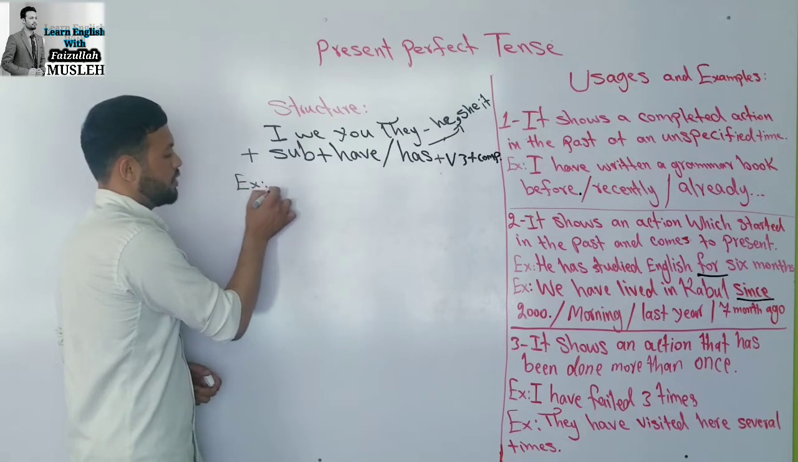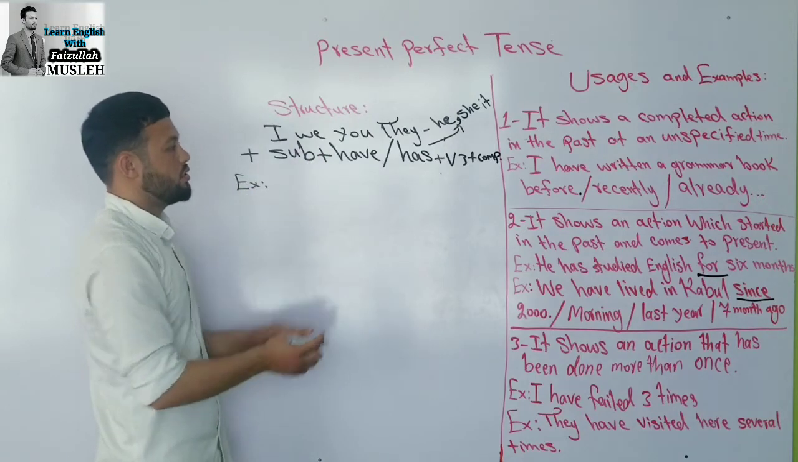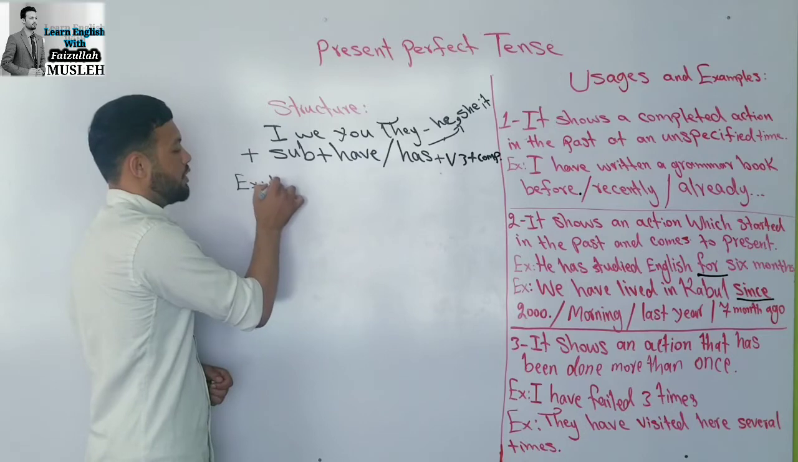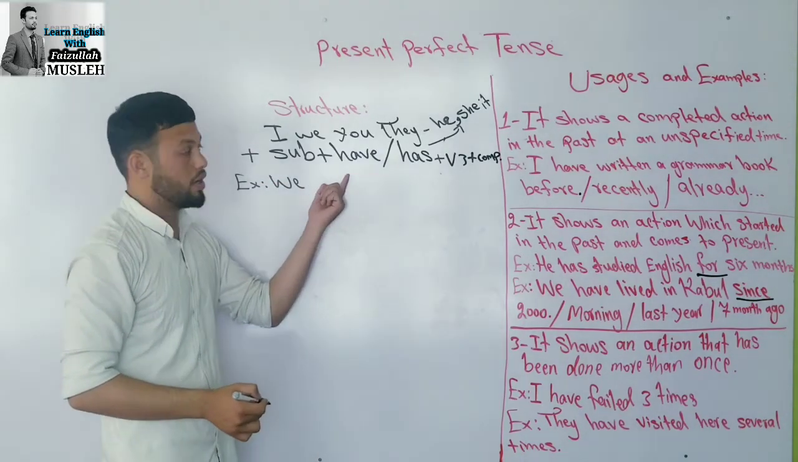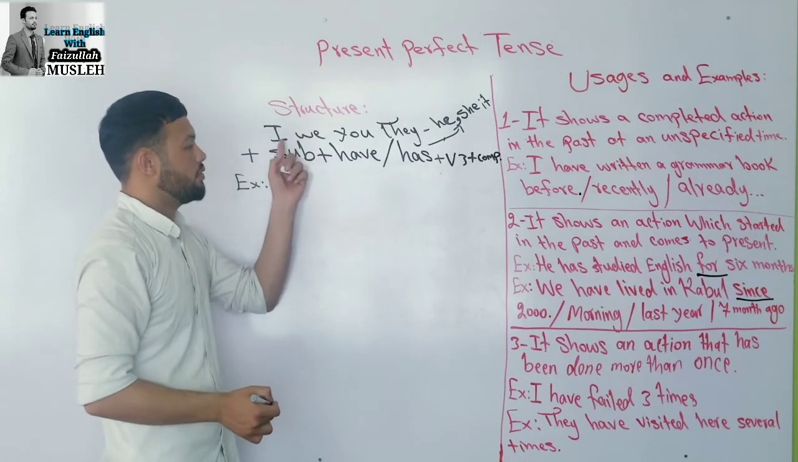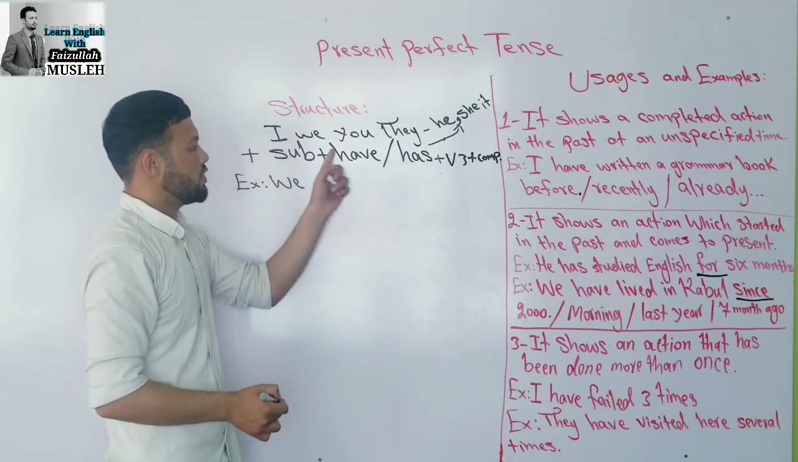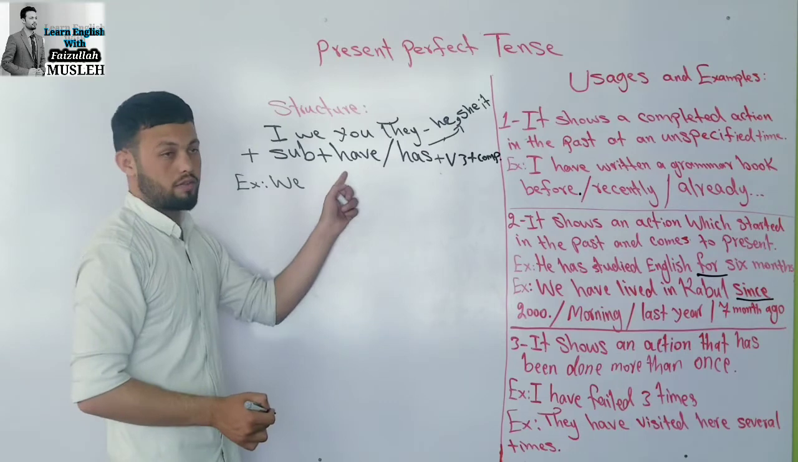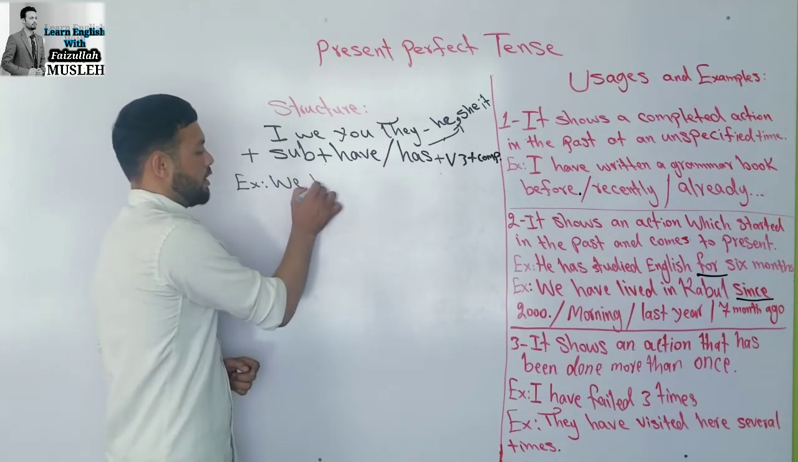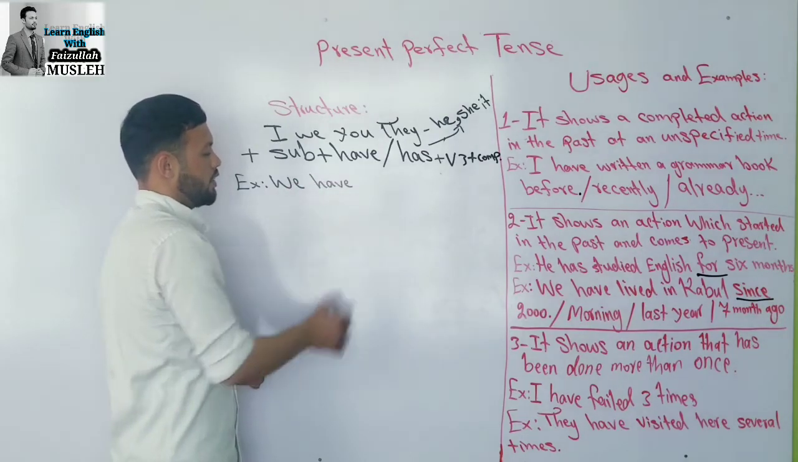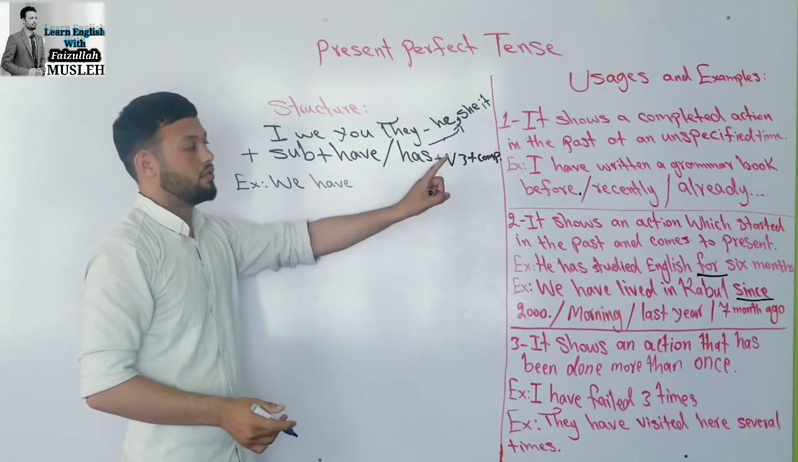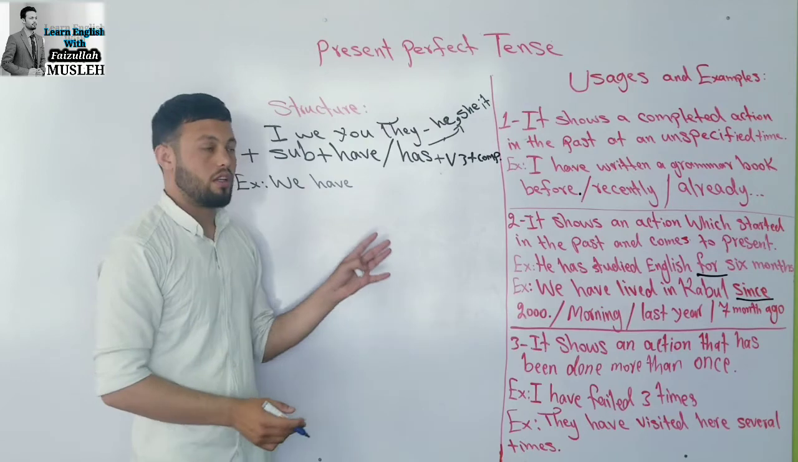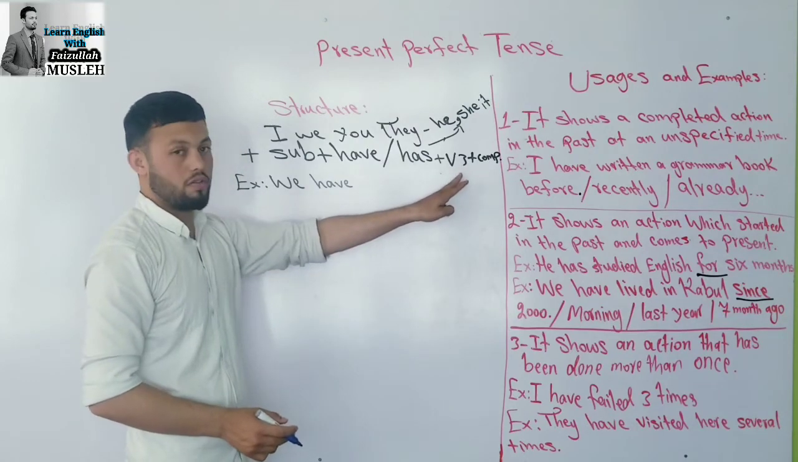Example number 1. For example, I used we. Then what should I use? Have. Why? Because I said before that with I, we, you, they, we use have. This is the rule. We have, and we should use third form of the verb. Okay, a verb has 5 forms. We need to use the third form.